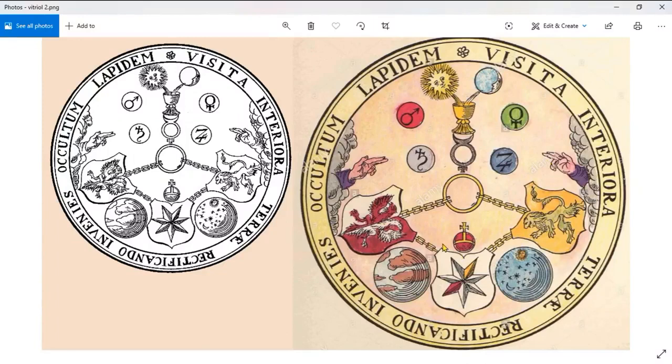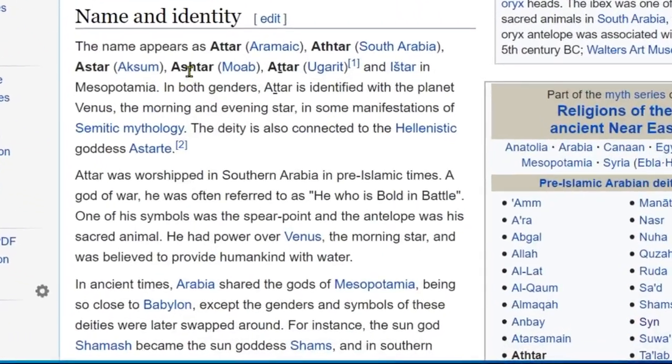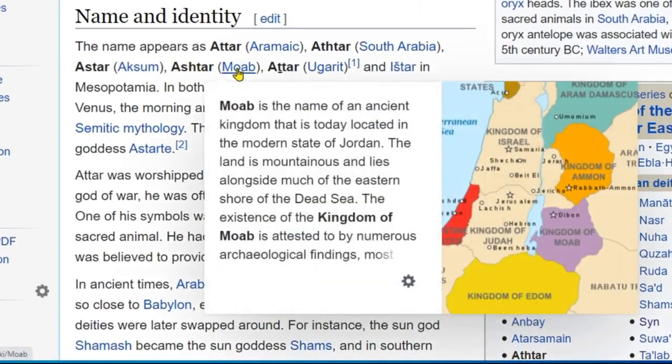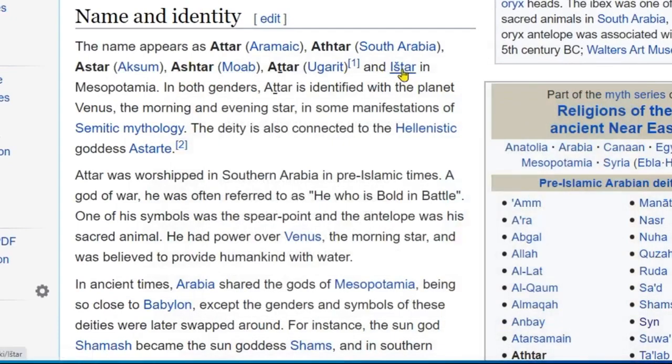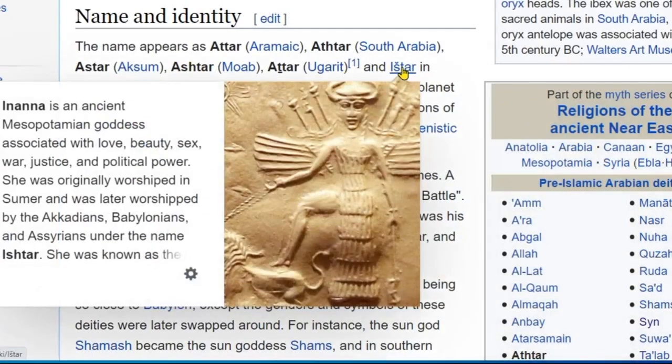So what we're looking at here is a prayer to Ashtar. And you can see the little vitriol symbol here. And so Ashtar was a Moabite name for Ishtar, Easter, Inanna.